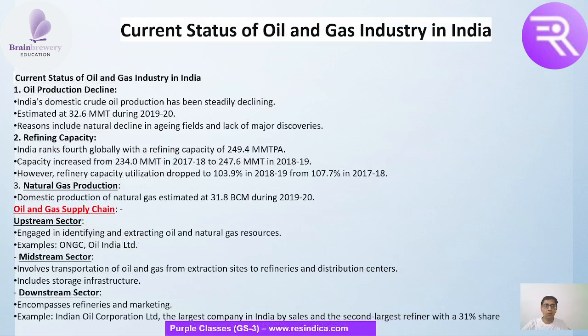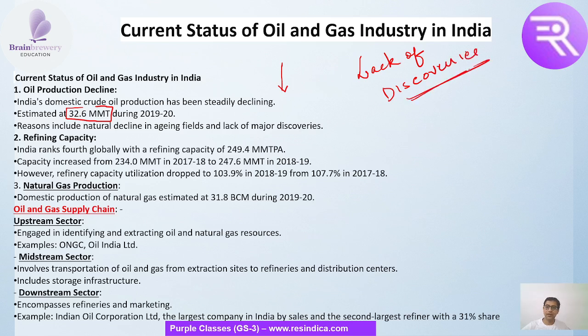Now, the current status of the oil and gas industry. Since we will be discussing oil and gas industries, the power sector and the coal industry over here, we have to first of all decide what the status of the oil and gas industry is. So Indian domestic crude oil production is declining. It was estimated at around 32.6 million metric tons in 2016-17. The reason given is that there was a lack of discoveries.